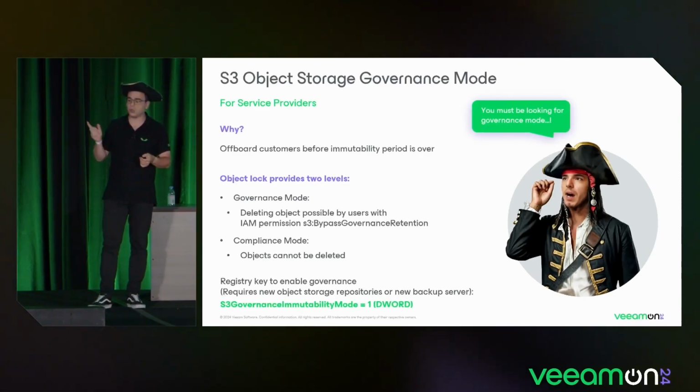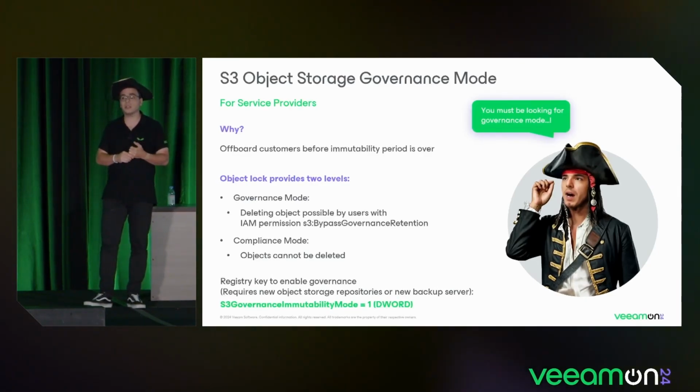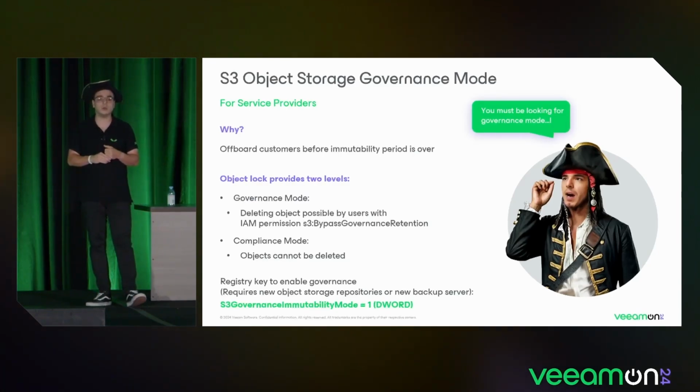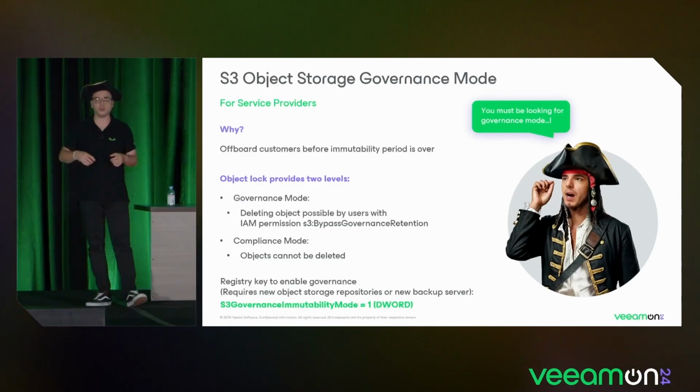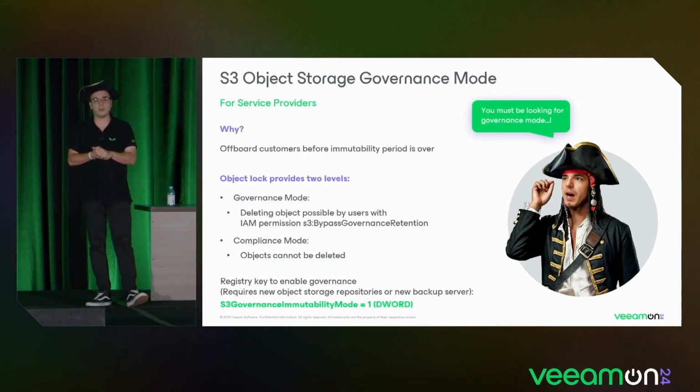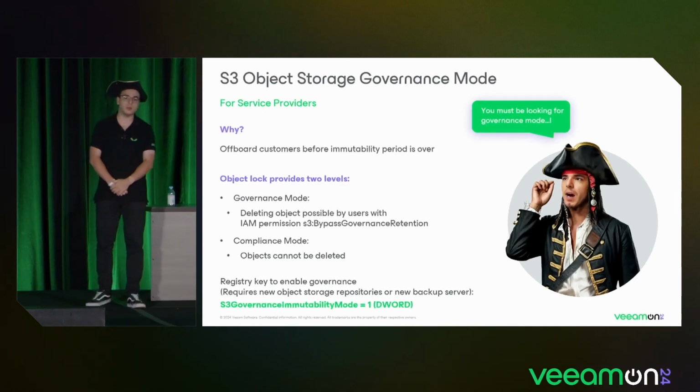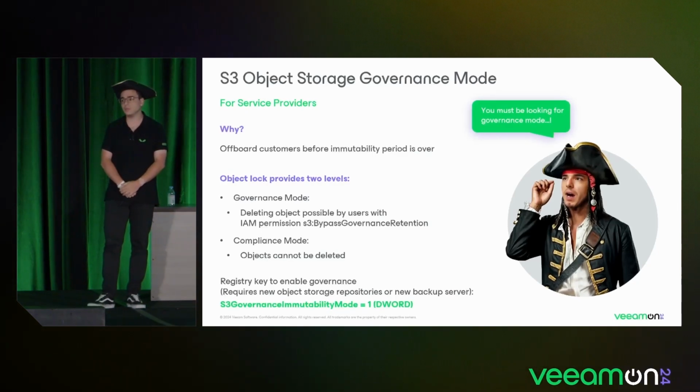It's important to know that the registry key requires a new backup server or at least new buckets. So you should not enable it if you already have buckets with immutable backups on them, or you will see error messages in your backup jobs. So it should be a new backup server.